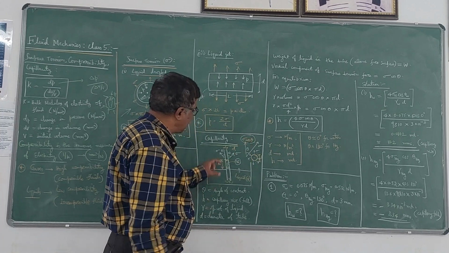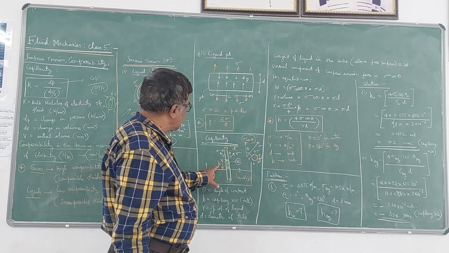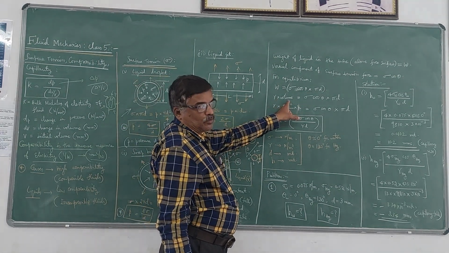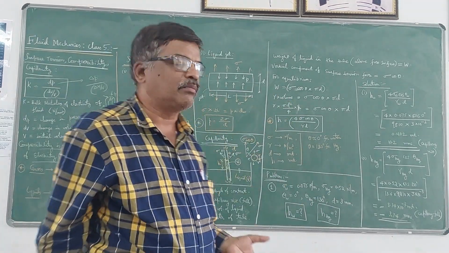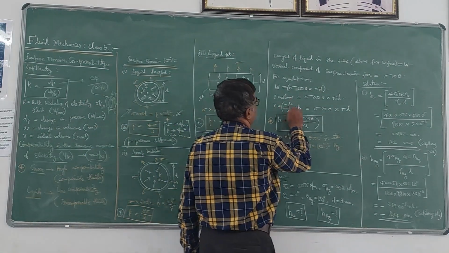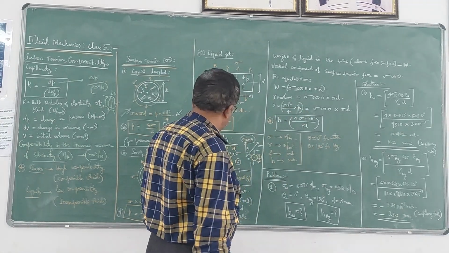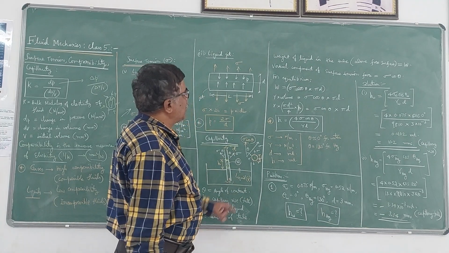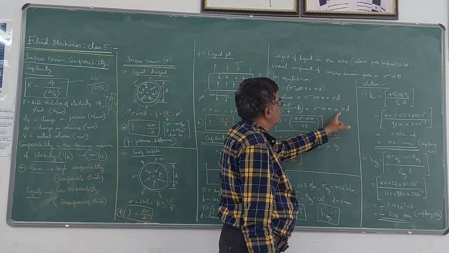The weight of this liquid column in the tube above the free surface is given by the specific weight into volume, because specific weight is defined as weight divided by volume. The volume of that liquid column is the area multiplied by the height. The area of the tube with diameter d is pi d square by 4, into height h. So this becomes the volume. So this is equal to sigma cos theta into pi d.